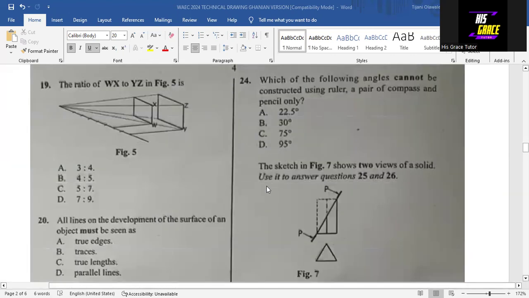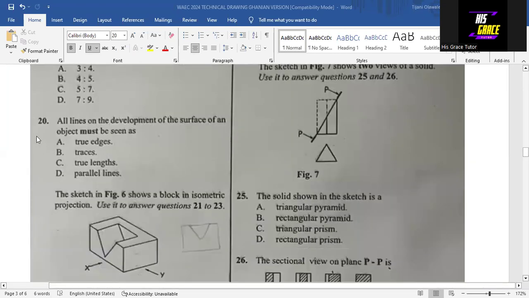Then question 19 says that the ratio of WX to YZ in figure 5 is. Looking at what we have here, if you look at the distance of this line WX, we have 1, 2, 3, 4, 5, 6. Then for that of YZ, we have 1, 2, 3, 4, 5, 6, 7, 8. So that's going to be 6:8, and that will give us 3:4. So the answer is option A to this question.